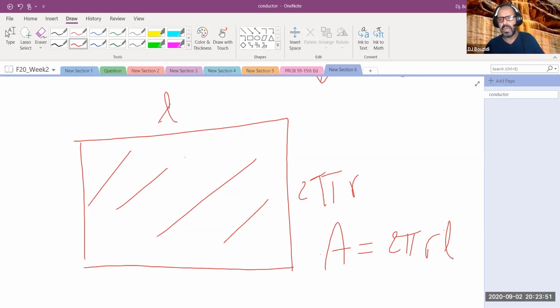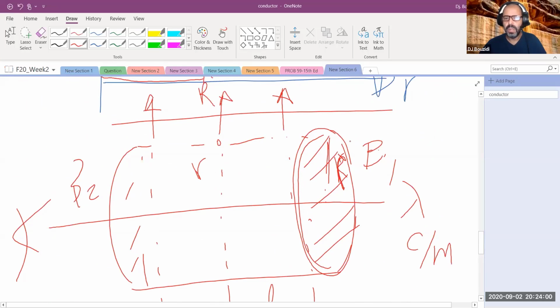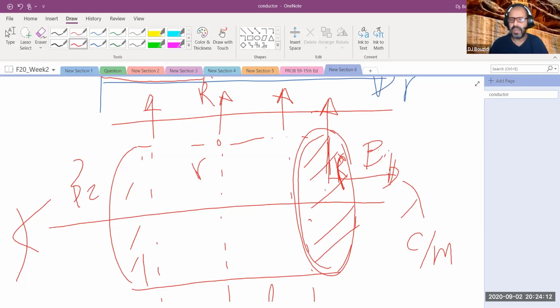Remember, I don't want to do any integrations. I just want to use basic geometry to solve my problems. So I'm going to find by symmetry now that the electric field points this way, and this area points this way. So base 1 points at a 90-degree angle from the area. So the dot product of this surface will give me 0.